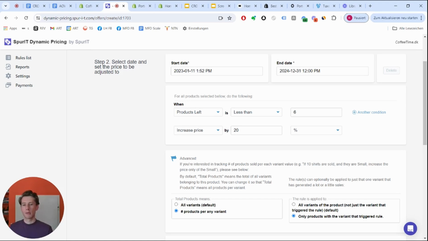And of course, once we're back in stock, you can add another rule that decreases the price back to the original price, whatever you want to. The point is you have those rules, and it can be pretty powerful.